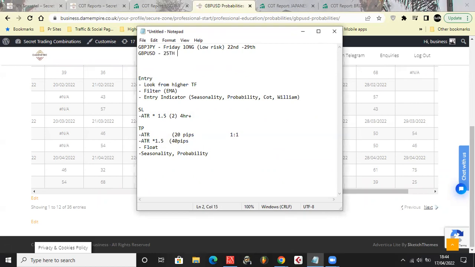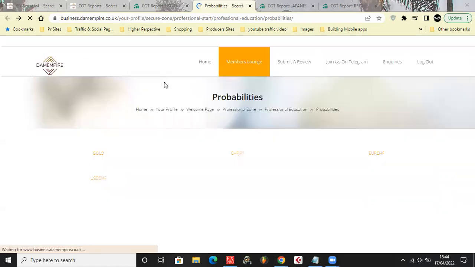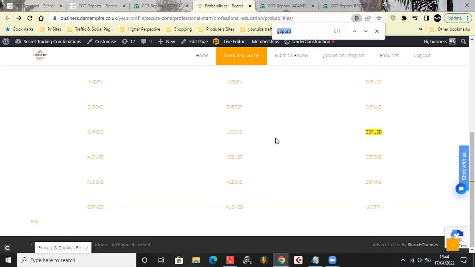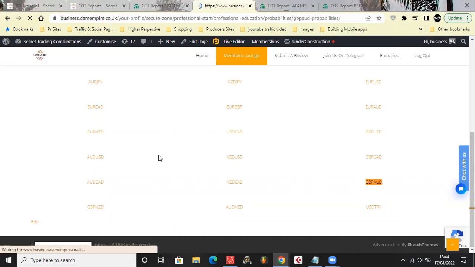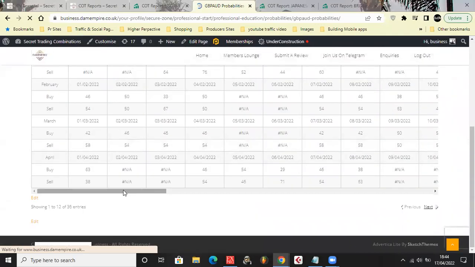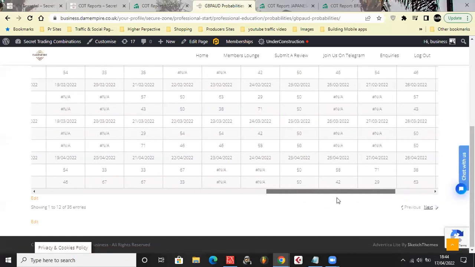25th, and exit will be 29th anyway. So next week for GBP USD is looking good. And GBP AUD. I think we have a few seconds left. GBP AUD. Yes, let me come on. I know I always play this extreme sport with myself. All right. So GBP AUD, same goes, 22nd. So that's it.